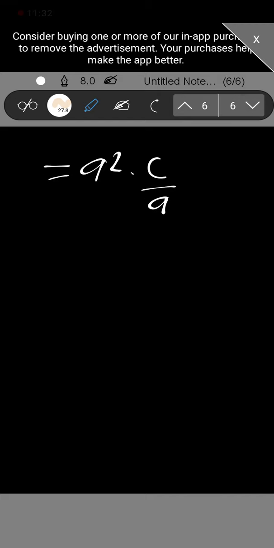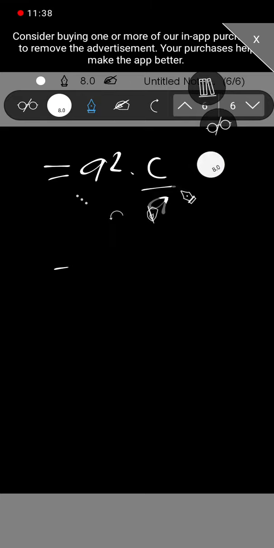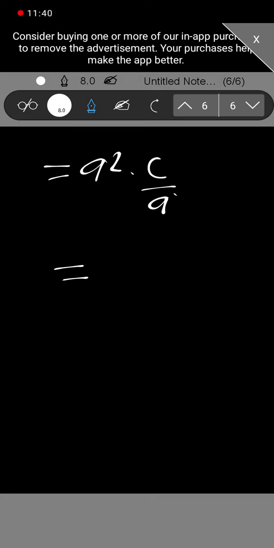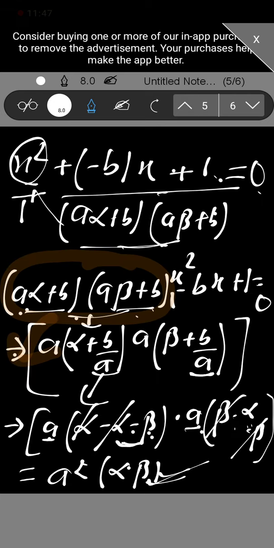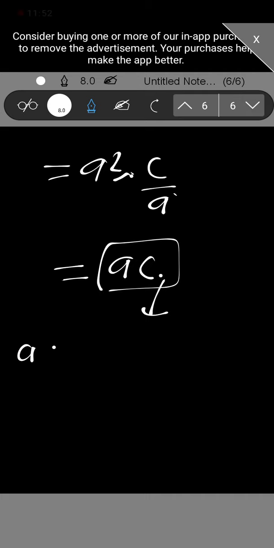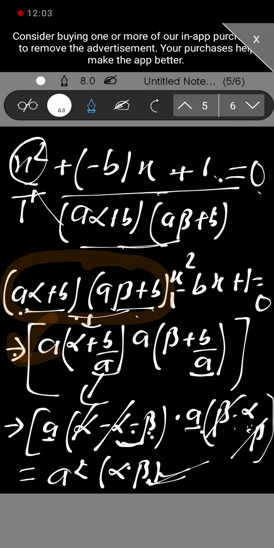So the value of this will be what? This should be equal to, 1a will cancel out from this part, so we have remaining ac only. So I'm going to put this coefficient in place of these values. So what we get? We get ac x square minus ka bx plus ka 1 is equal to 0. This is the equation we obtain after evaluating this value.